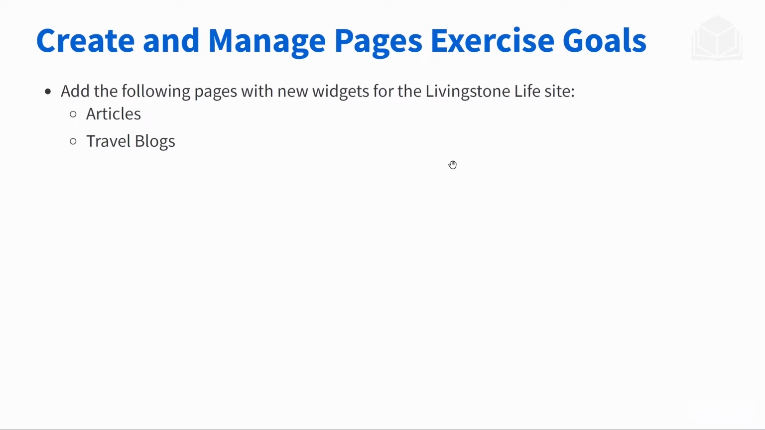of those sites, the Livingston Life site. And remember that we created public pages for this site. This site is for the public to view. It's going to include articles and travel blogs. We made it a community site by default, and now we're going to add a couple more pages.